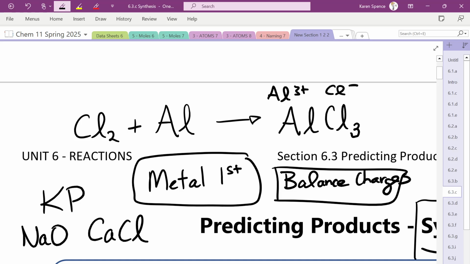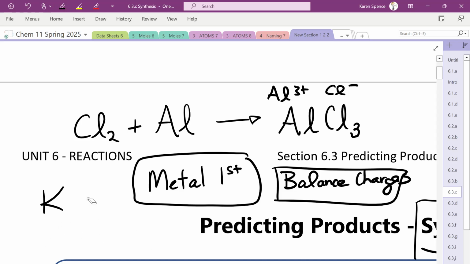Okay? So when you are writing your product, you can't just cram them together. The metal has to go first, and you have to balance your charges. And once you have that, you can use coefficients to balance the equation. And once again, we have a 2 and a 3. Our LCM is 6. So if we put a 2 here, that gives us 6 chlorine. If we put a 3 here, that gives us 6 chlorine. And that means we need 2 aluminum. So let's put a 2 there, and then we're done.